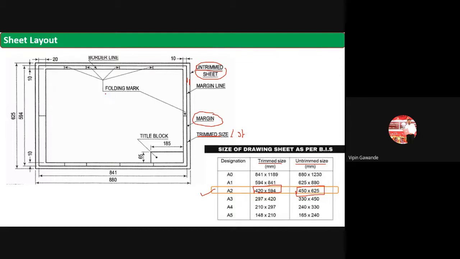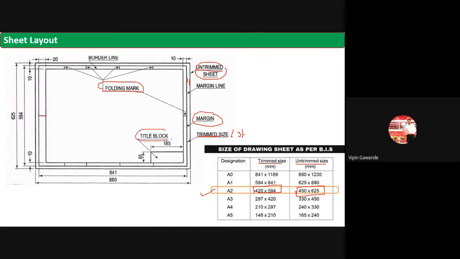Now, we have seen these folding marks. Why are these folding marks marked on the sheets? Because this sheet is bigger, so you can't fold it by any corner. You have to fold it along some specific lines only. That's why these folding marks are marked on the drawing sheet. So that is already there on the drawing sheet.